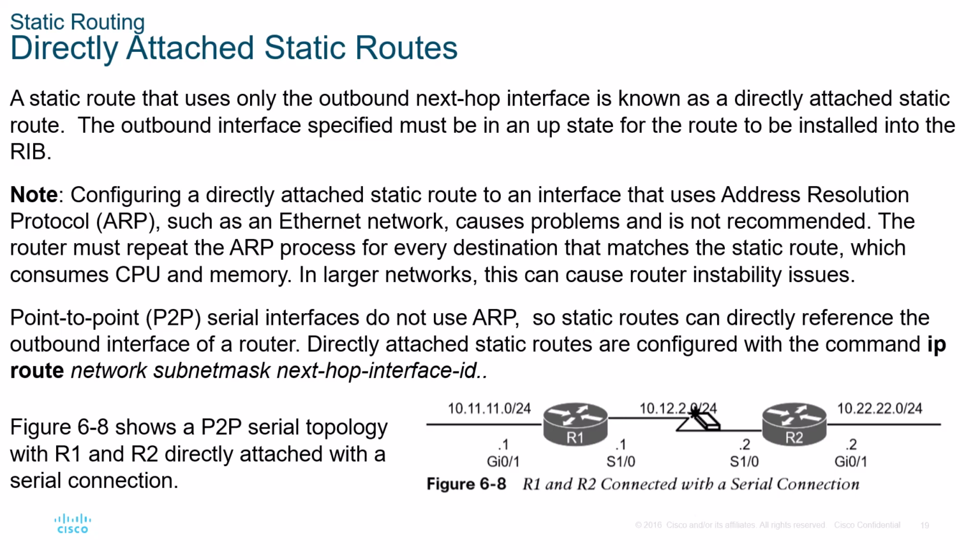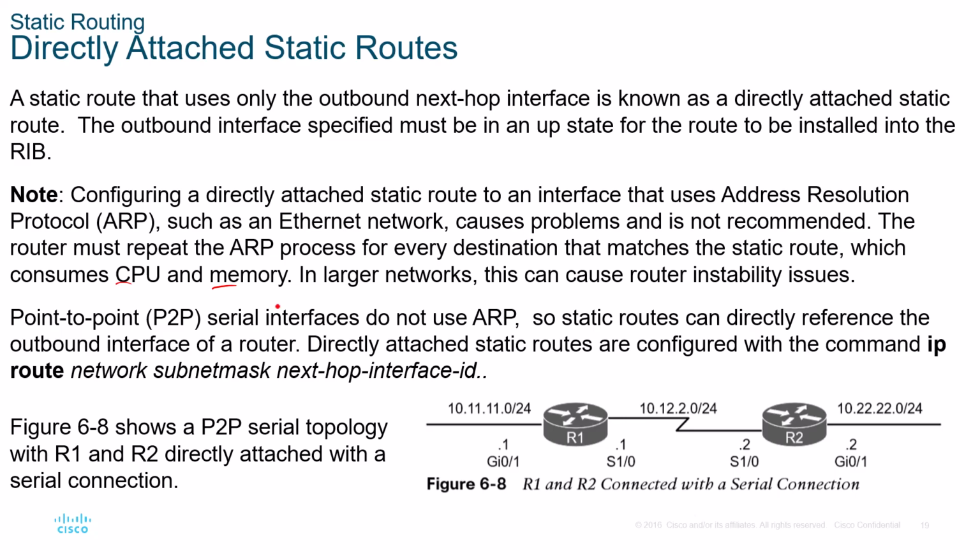The router must repeat the ARP process for every destination that matches the static route, and this will consume a lot of compute resources, both processor and memory. In a large network, instability. The router is not going to be able to handle it.